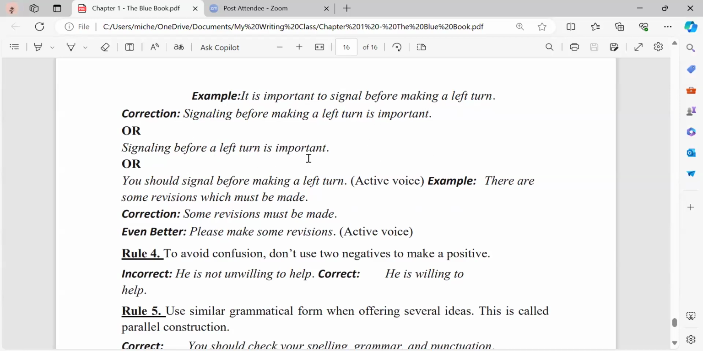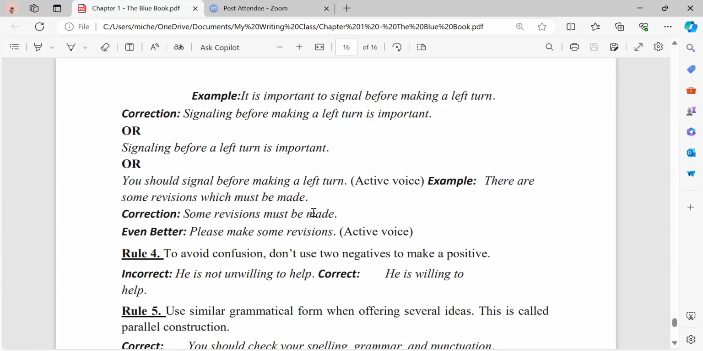"Signaling before a left turn is important." So we should try to make our sentences as concise as possible and as concrete as possible. This is basically the principles of writing. "We should signal before making a left turn." This is also an alternative, which is also correct. So we can use this active voice here: "Should signal before making a left turn."